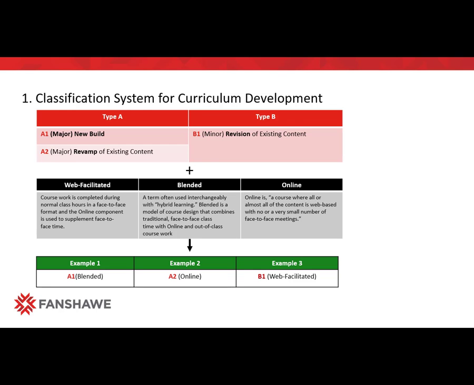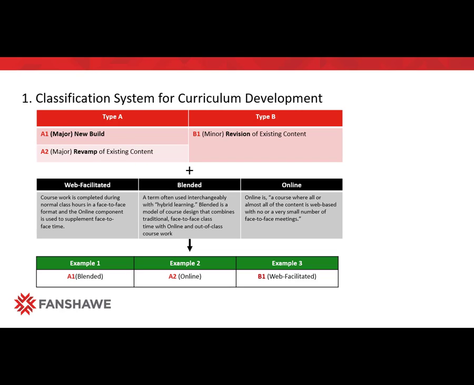Part 1, classification system for curriculum development. Before taking you on a tour of the course development framework within Microsoft Teams, it is important to categorize the different types of curriculum development within the Faculty of Business, Information Technology, and Part-Time Studies. The curriculum development predominantly falls into one of two main buckets, Type A or Type B. The Type A bucket for curriculum development is either A1, new build, or A2, revamp of existing content.